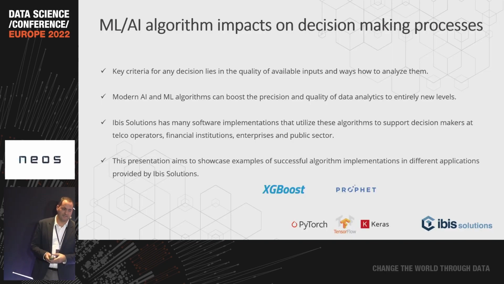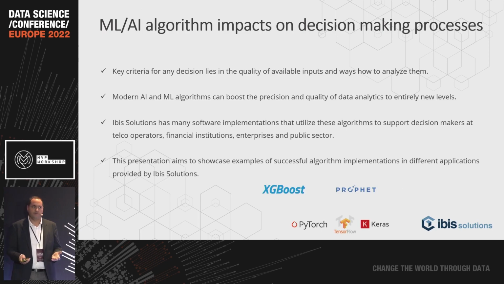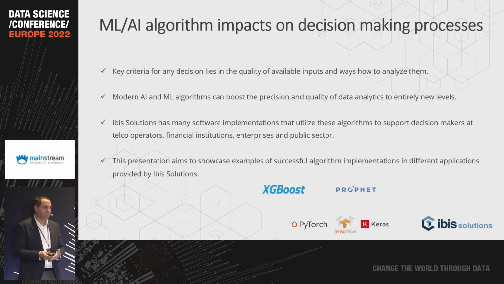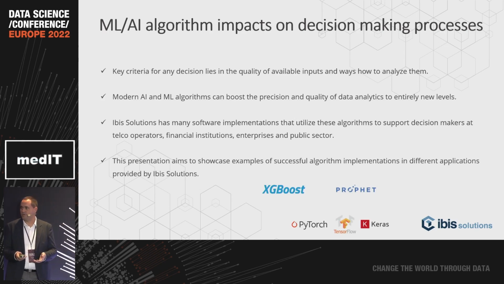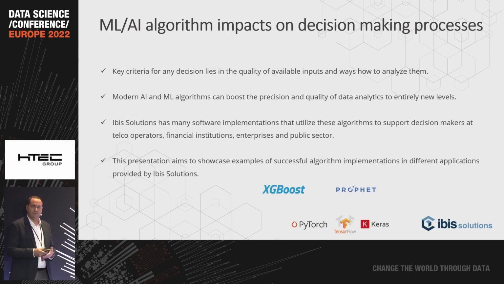Let me start by saying that what I believe is the key criteria for any decision making is to have good quality of inputs, right? So you really need to have good data in order to be able to make good decisions. And not just good quality data, you need to have pretty much all relevant data that you need for that decision. Where we see the modern algorithms play a role, basically, they can really boost the precision and the quality of data analytics. And they do this towards entirely new levels. We have many implementations, and I will mention some of them today.